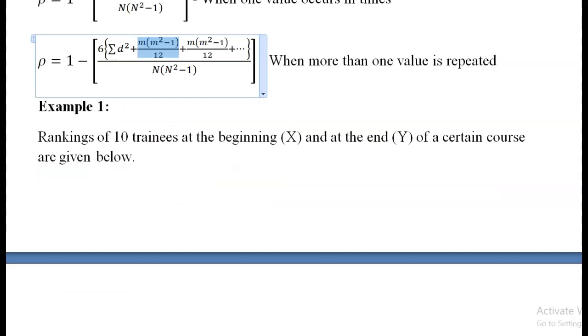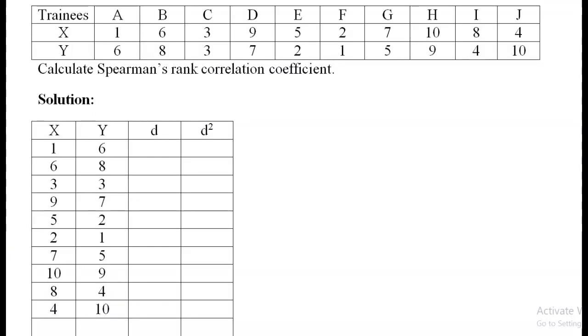The question given is: the ranks of 10 trainees at the beginning and at the end of a certain course are given below. We have to calculate the Spearman's rank correlation coefficient. The trainees' names we are taking as A to J, and the ranks for each one are given. Here the ranks are not repeated, therefore we can go with the first formula. First we have to find the value of d.